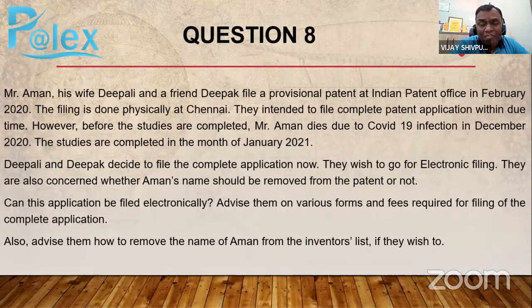They have filed it physically. They intended to file the complete patent application within due time. However, before the studies are completed, Mr. Raman dies due to COVID-19 infection in December 2020. The studies are completed in the month of January 21.